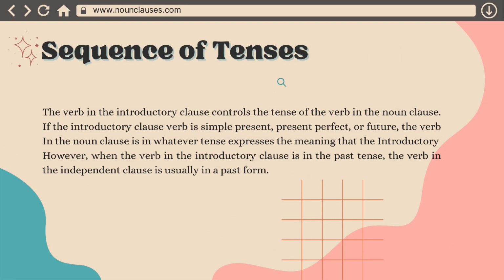Sequence of tenses. The verb in the introductory clause controls the tense of the verb in the noun clause. If the introductory clause verb is simple present, present perfect, or future, the verb in the noun clause is in whatever tense expresses the meaning that is intended. However, when the verb in the introductory clause is in the past tense, the verb in the noun clause is usually a past form.